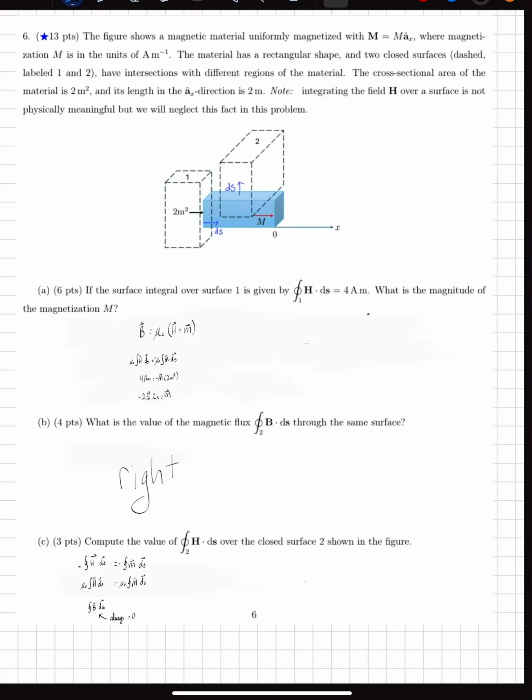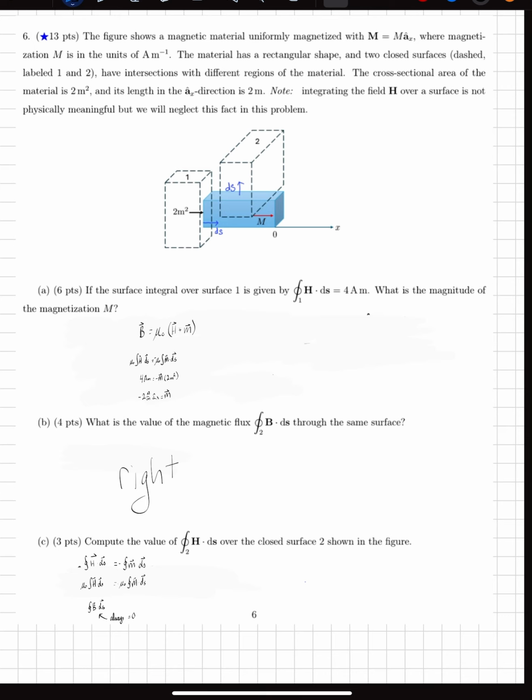Alright, this is the question I'll be doing for my exam 3 CPR. It says that the figure shows magnetic material uniformly magnetized with M equals M A hat X, where magnetization M is in units of amp per meter. The material has a rectangular shape and two closed surfaces, dashed, labeled 1 and 2, and have intersections with different regions of the material. The cross-sectional area of the material is 2 meters squared, and its length in the A hat X direction is 2 meters.